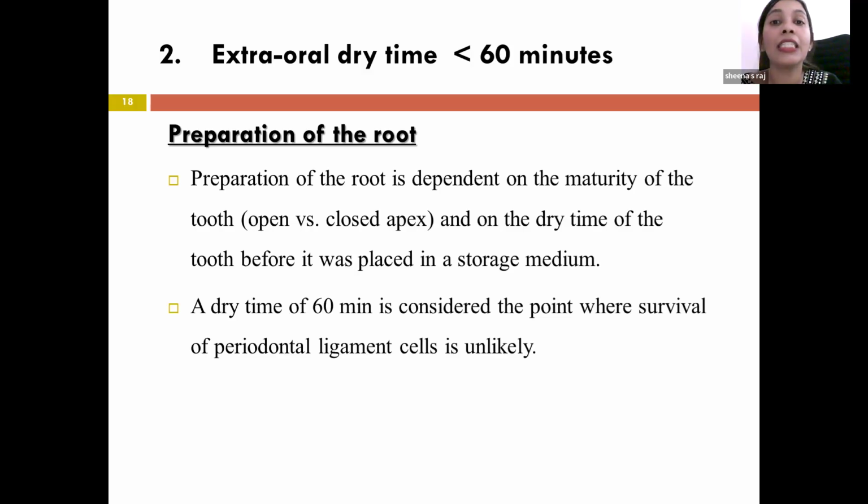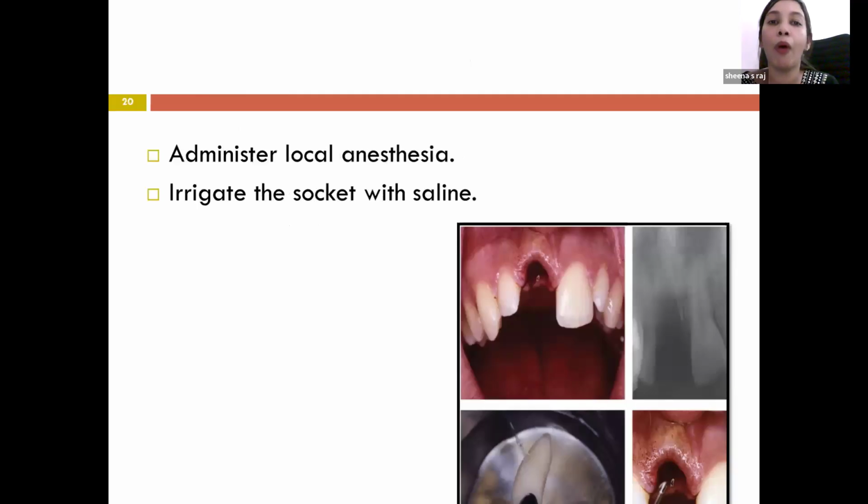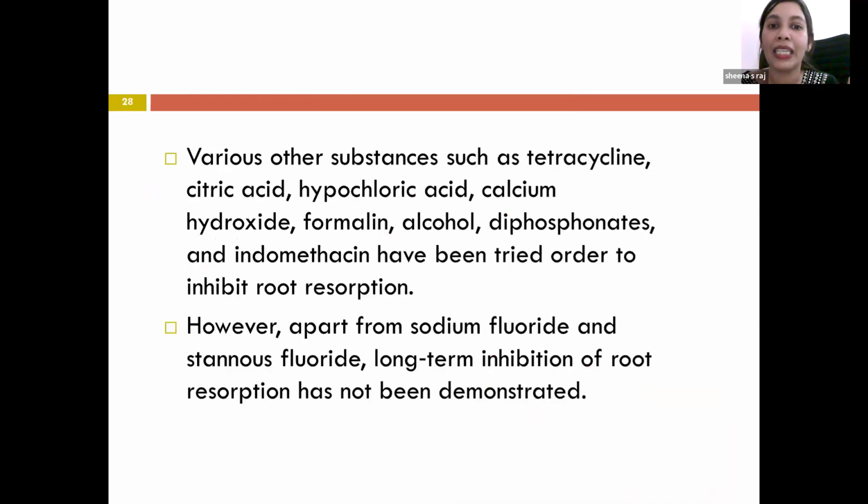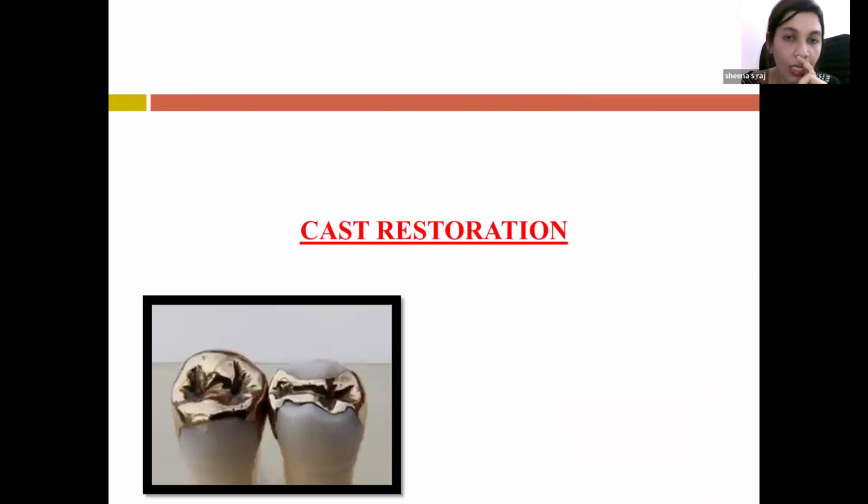Another important thing is that surface treatment is very important, like the tetracycline treatment or the stannous fluoride, sodium fluoride, etc. Okay, so those were the very important headings from the part of avulsion. So please keep that in mind. Next, a very important and expected question is the cast restoration.